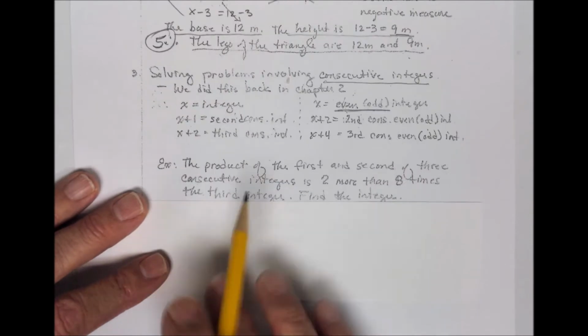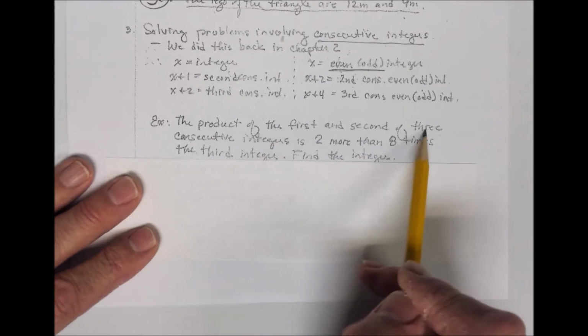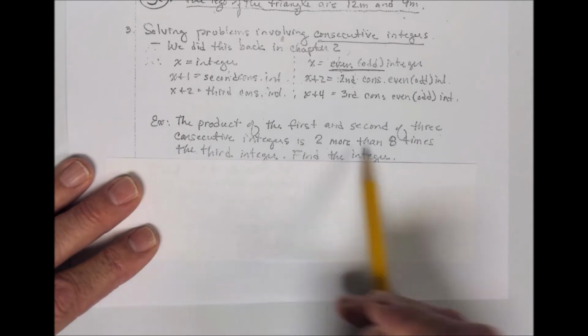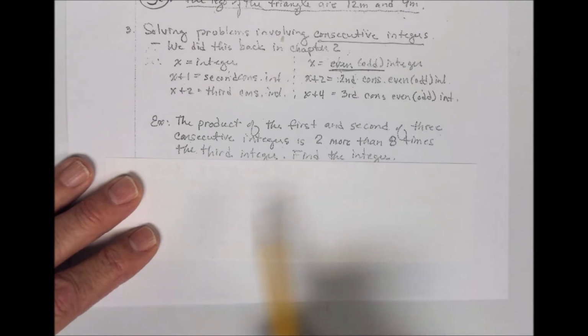It says here, let me move it up a little bit, the product of the first and second of 3 consecutive integers is 2 more than 8 times the third integer. Find the integer. I think that's supposed to be integers. Find the integers. Well, that's a lot there.